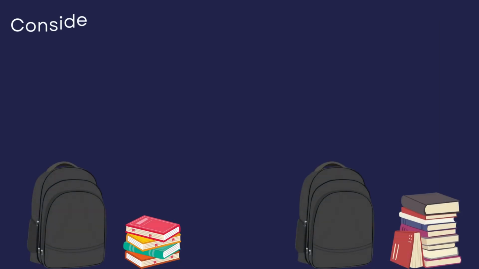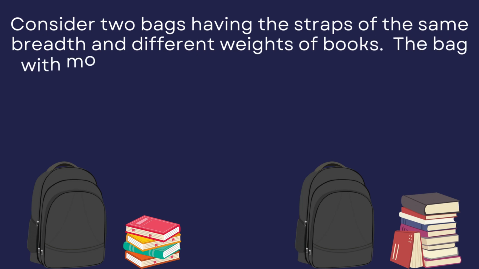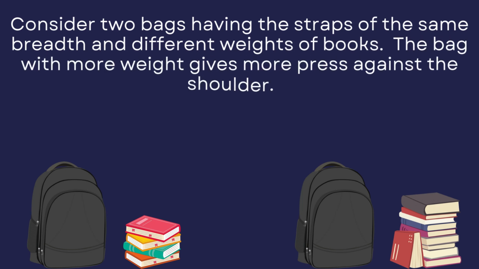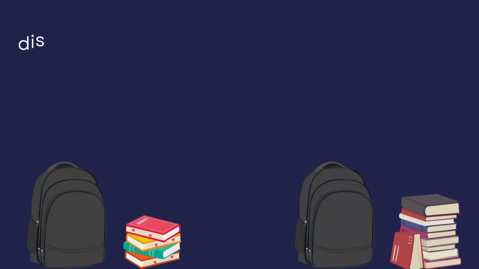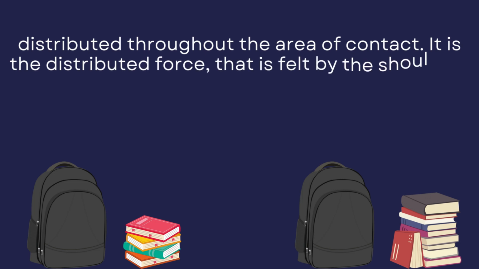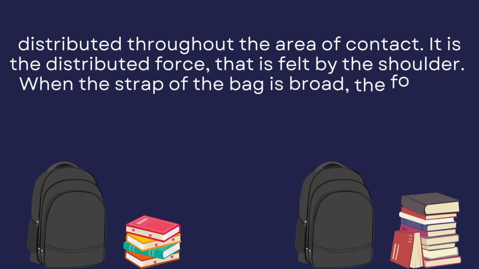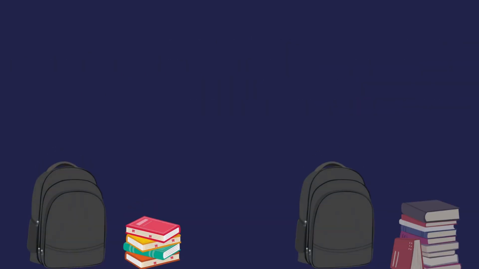Consider 2 bags having straps of the same breadth and different weights of books. The bag with more weight gives more pressure against the shoulder. The force exerted by the weight of the school bag is distributed throughout the area of contact. It is the distributed force that is felt by the shoulder. When the strap of the bag is broad, the force is distributed over a large area. Hence, the pressure felt by the shoulder is less.